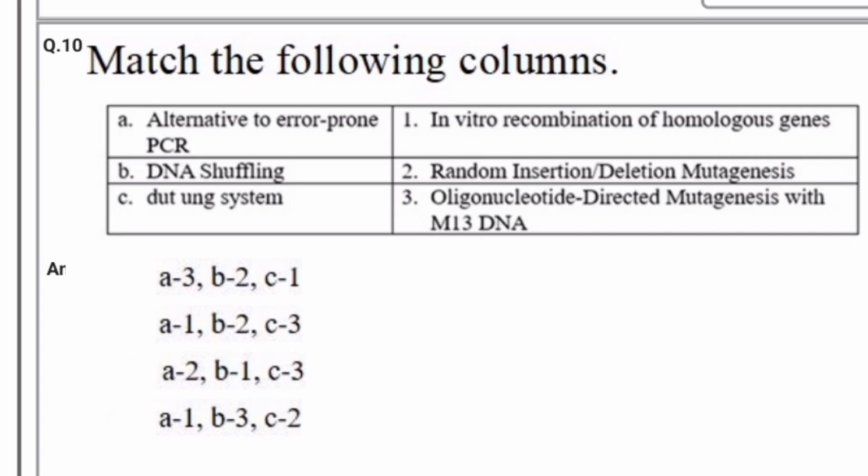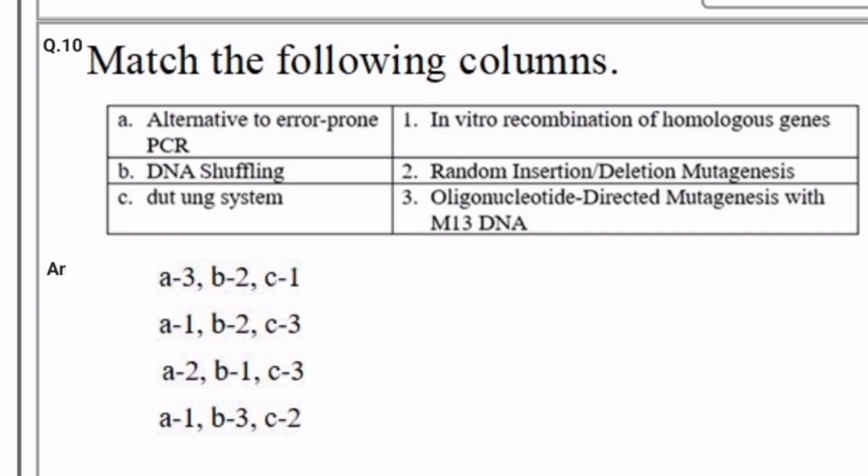It is a matching type question. You have to match list 1 with list 2. The first list consists of alternative to error-prone PCR, DNA shuffling, Dut-Ung system. The second list has in vitro recombination of homologous genes, random insertion deletion mutagenesis, oligonucleotide directed mutagenesis with M13 DNA. For this, options are given.